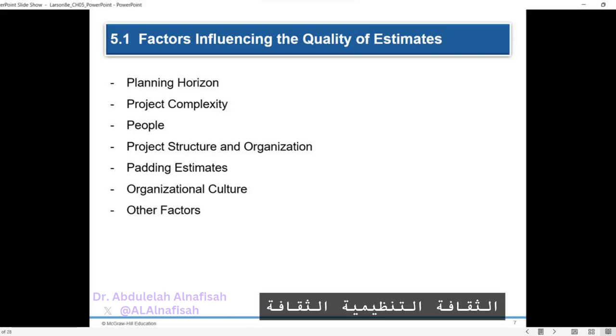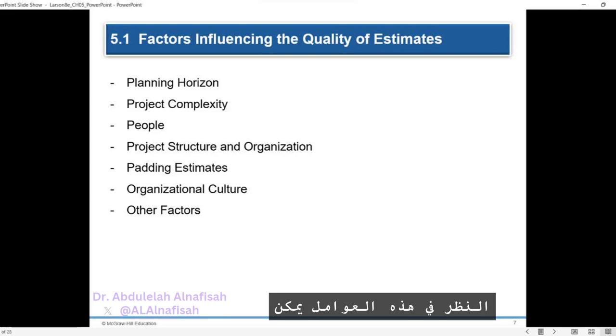Organizational culture. The culture within an organization can influence estimating practices. Some organizations tolerate or encourage padding estimates, while others prioritize accuracy and discourage gamesmanship. Non-project factors. External factors like equipment downtime, holidays, vacations, legal limits, and project priority can impact time and cost estimates.